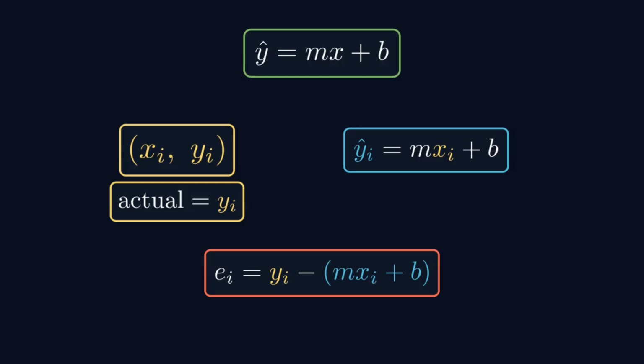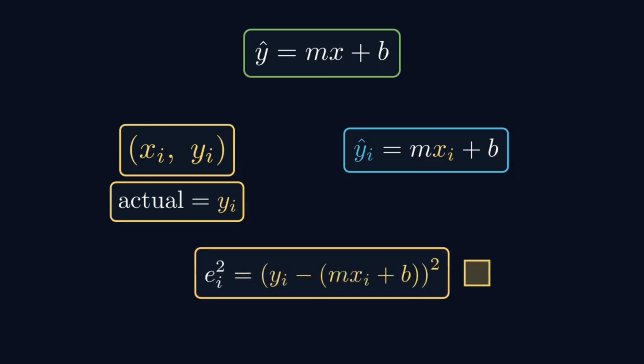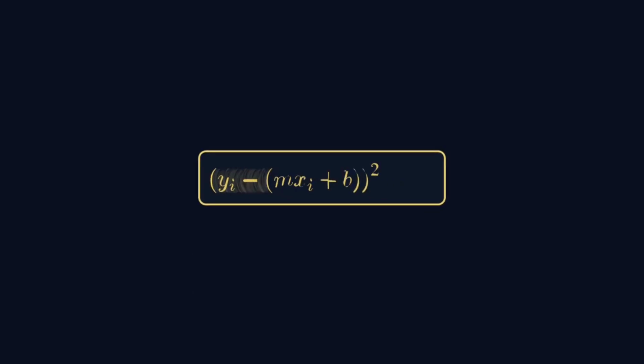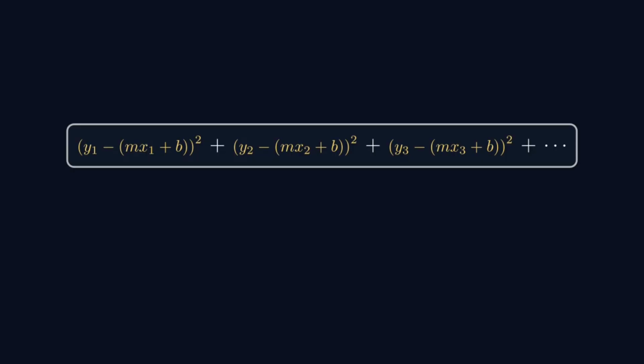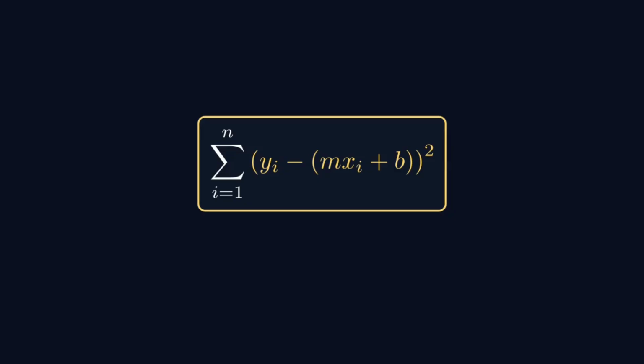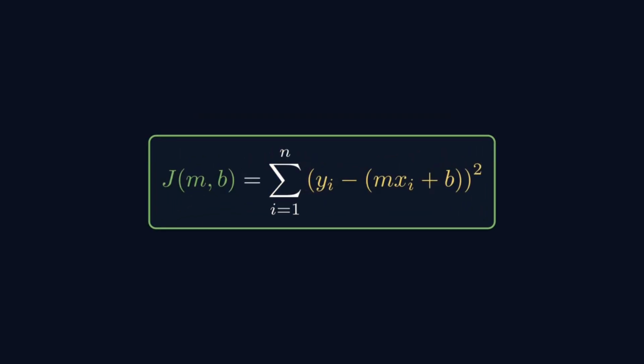And because raw errors can cancel, we square it. Now each point contributes yi minus m of xi minus b, all squared. That is the square from earlier, but written algebraically. And because we don't have just one point, we add this over every point in the dataset. That gives us the cost function. J of theta, or J of m and b, equals the sum of all those squared errors.